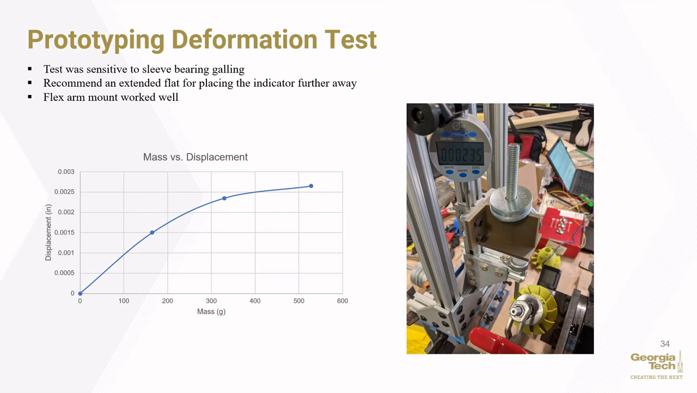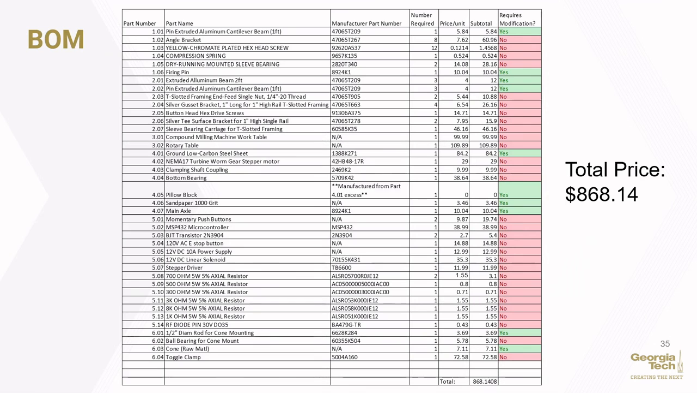The deformation test turned out to be highly sensitive to friction in the sleeve bearing and indicates that the bearing material should be changed. It's recommended that an indicator flat be designed into the carriage for easier measurement setup. In practice, the flex arm was convenient and did its job very well.